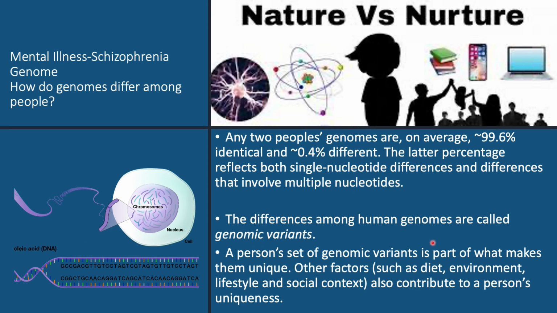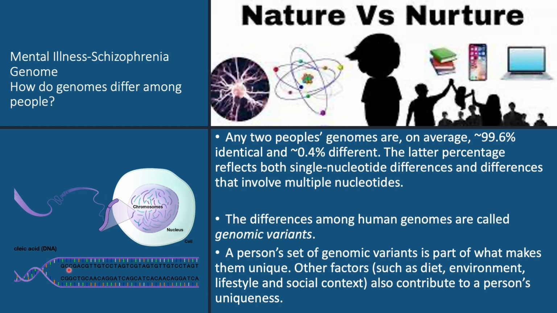Now, how do genomes differ among people? What part of the genome makes us unique, who we are? We know that any 2 people's genomes are, on average, 99.6% identical, and they are different only at 0.4%. This difference reflects both single nucleotide differences and differences that involve multiple nucleotides. The differences among human genomes are called genomic variants.